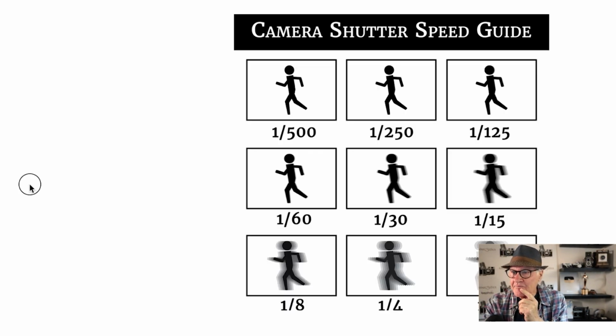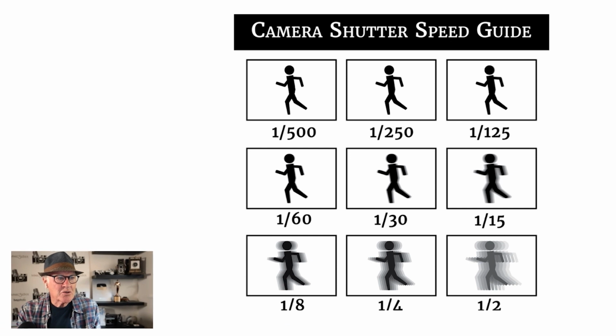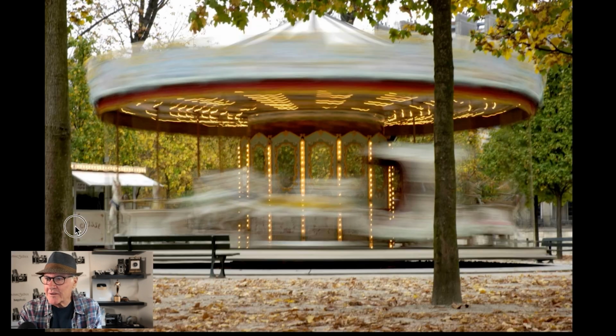Now, shutter has another purpose. Let's get me out of the way here. Shutter is basically controlling the speed. And if you want to stop the action, you use a very fast shutter speed. If you want it to blur, use a slow one. It's that simple. There's purposes for each one. So let's look at some examples here.